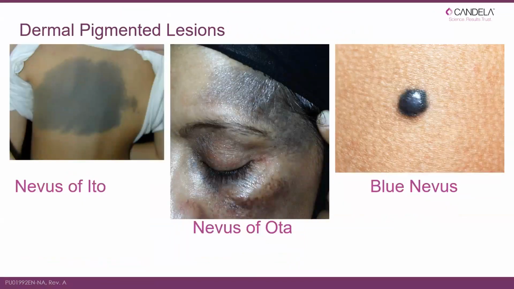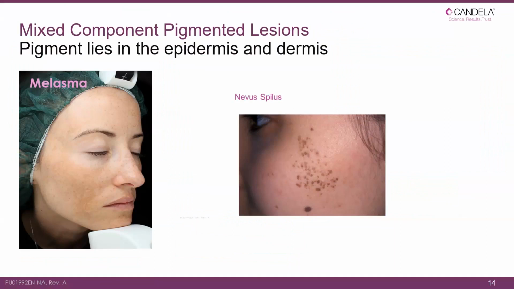Dermal pigment, as you can see, tends to be much darker in color. So examples of this would include nevus of Ito, nevus of Ota, or a blue nevus. So these are sitting much deeper in the skin, down in that dermal layer. And the other area we have is where we have a mixed component of pigmented lesions. So here we have some of this pigment which is in the epidermis, and another portion of it is actually sitting deeper down in the dermal layer.